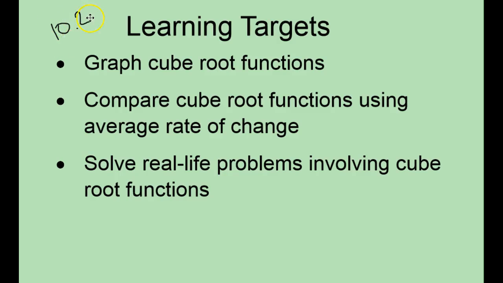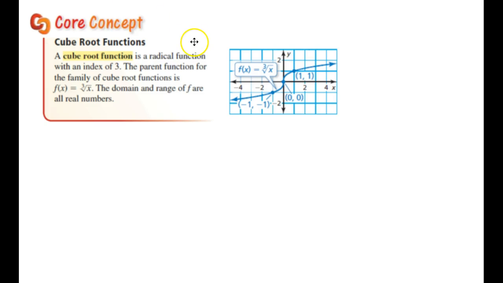All right, here we're looking at section 10.2, and our learning targets for the section is now we're going to be graphing cube root functions. In the last lesson we looked at square roots, and now we're going to be looking at cube roots. Again, we're going to compare those functions using our average rate of change and then solve some real-life problems involving those cube root functions. So here's what a cube root function looks like.